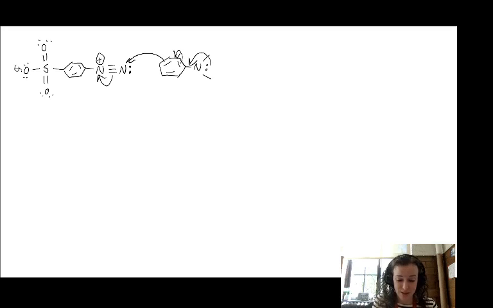A couple of different arrow pushings there, folks. Oops. Did not mean to draw a resonance arrow there. So what you can see is that our nucleophile here attacks this nitrogen, and we can resonate this triple bond on over. Let's see what we've made.